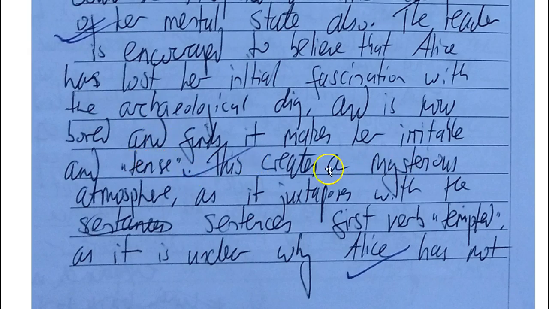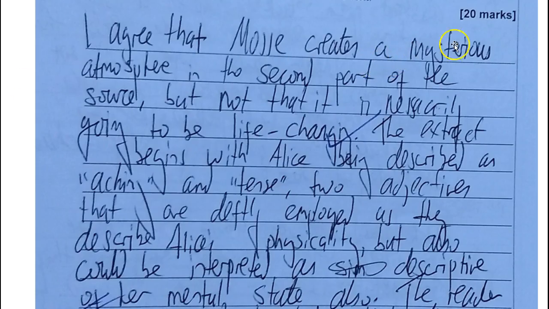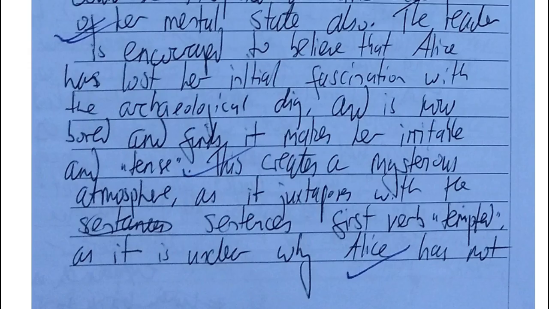Notice the effect on the reader, creates a mysterious atmosphere, and if we go back to the first line, mysterious atmosphere was obviously in the question, and so Bo is continually coming back to the language of the question to make sure that the examiner knows they're answering the question.